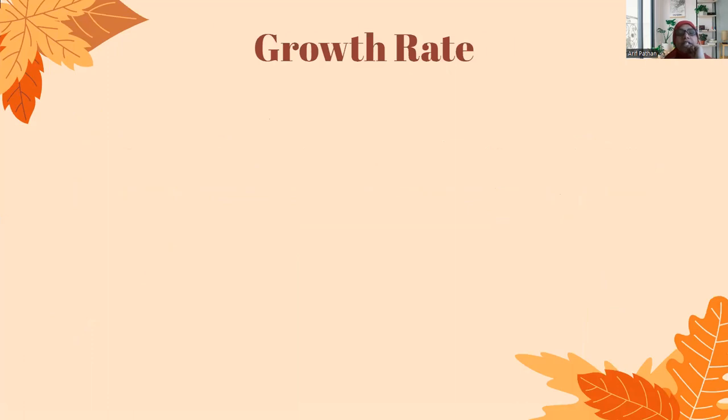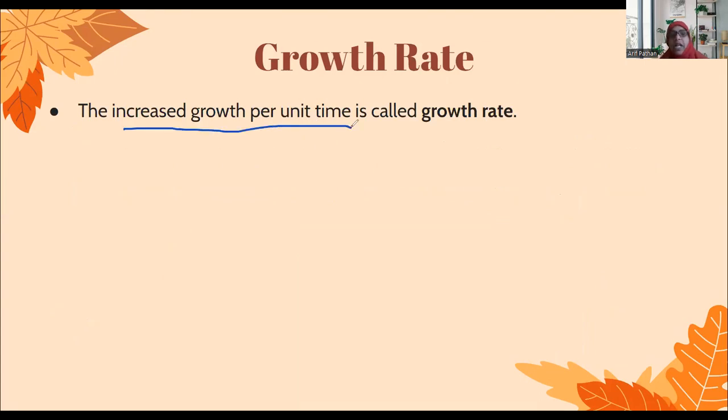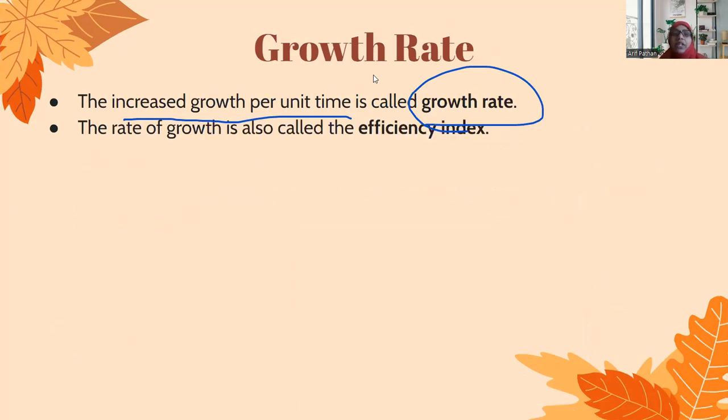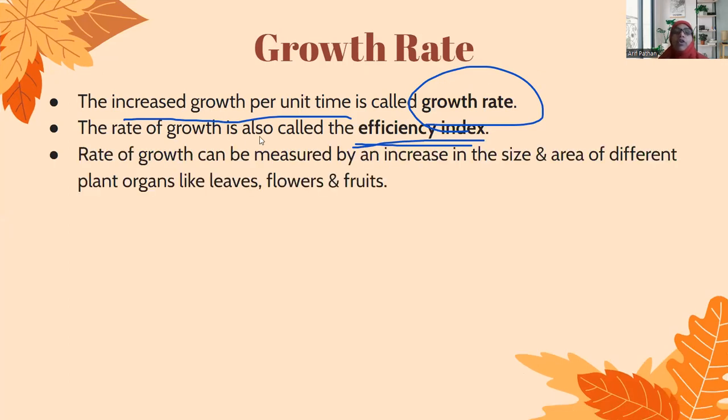Now we move to the next topic, which is growth rate. Basically, this is nothing but how much growth has taken place per unit time. How much increased growth per unit time. That will define the speed at which the growth has taken place. When we measure this, we measure it with reference to the efficiency index. So how efficient the plant is to grow. We also call rate of growth the efficiency index.